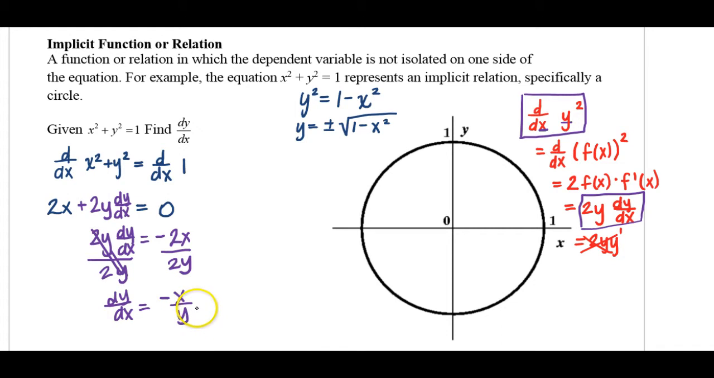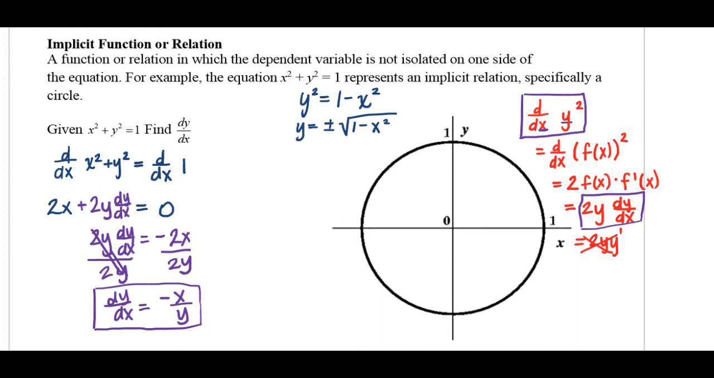So let's notice something else, that in the past all of our derivatives have been only in terms of one variable. Now with implicit differentiation, I have both an x and a y in my derivative answer. So I have found dy/dx, it is negative x over y.